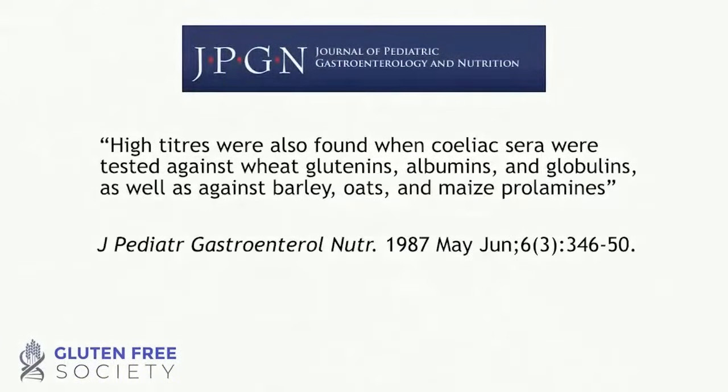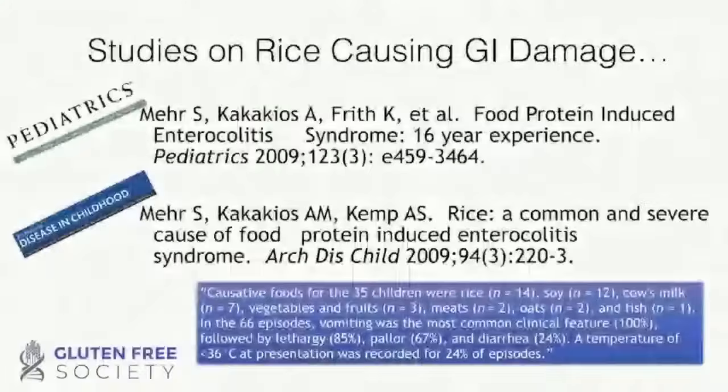This research study, published in the Journal of Pediatric Gastroenterology and Nutrition, found high titers in celiac patients' blood when tested against wheat glutenins, albumins, and globulins, which are other types of proteins, as well as against barley, oats, and maize. So again, this is a study that found that these patients actually didn't just react to wheat, but they also reacted to oat and maize. And this study was published in 1987.